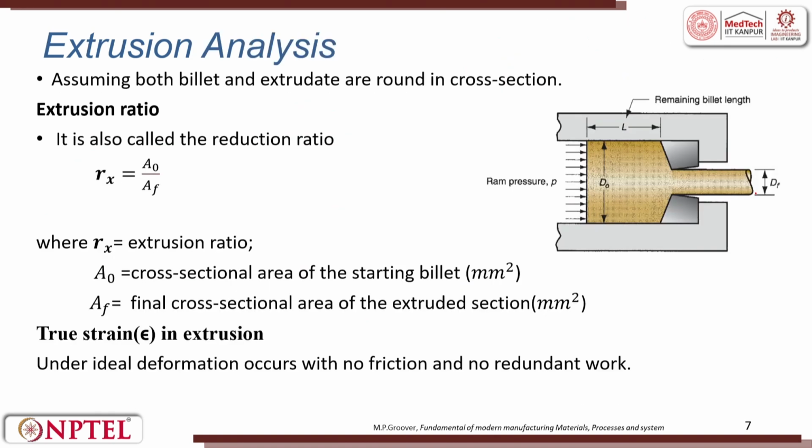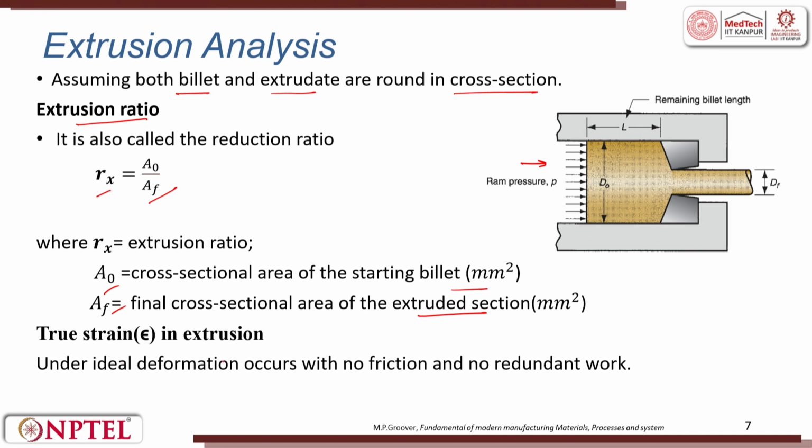So just to come to the extrusion analysis, assuming both billet and extrudate are round in cross section, there is a ratio known as the extrusion ratio. Rx is equal to A naught by AF. A naught is the inlet area, AF is the cross section area of the extruded part, that is the outlet area, and Rx is our extrusion ratio.